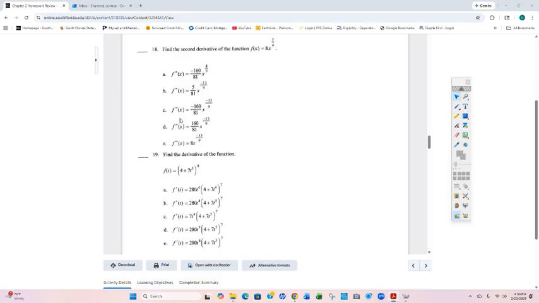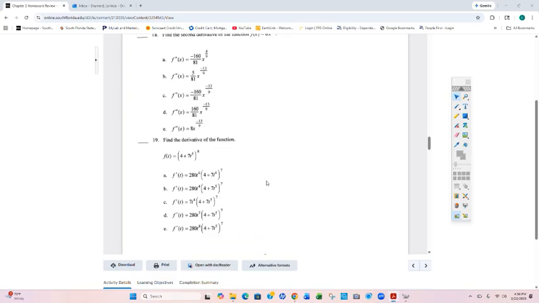C, f double prime of x equals -160/81, and then x to the -13/9 power. D, f double prime of x equals 160/81, and then x to the -13/9 power. E, f double prime of x equals 8x, and x is to the -13/9 power. Correct answer for number 18 is C, and that is from section 2.3.